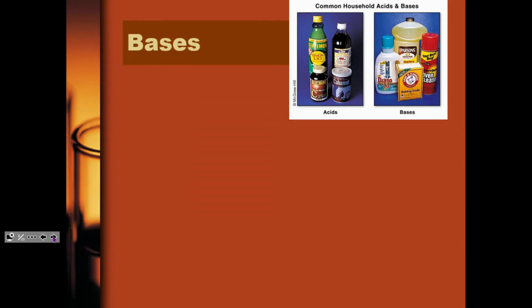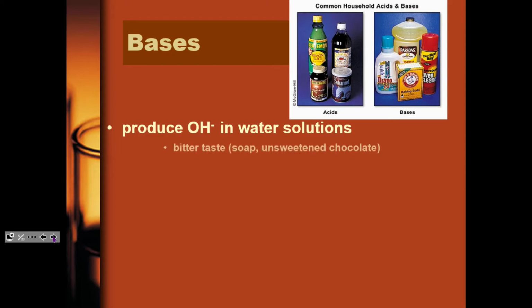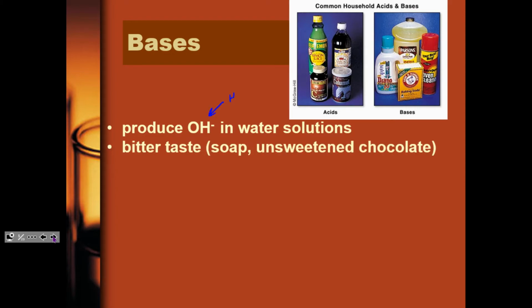Now, bases. Some would say they're opposite from acids. Generally, acids and bases react together in what we call neutralization, which is what we cover in Unit 15. Bases produce OH in water solutions rather than H plus like acids did. So we have this hydroxide being produced. They have a bitter taste instead of a sour taste, like soap, unsweetened chocolate. Those tend to be bitter. They feel slippery to the touch. So if you've ever felt soap or even some sort of household cleaner, generally those are kind of slippery.